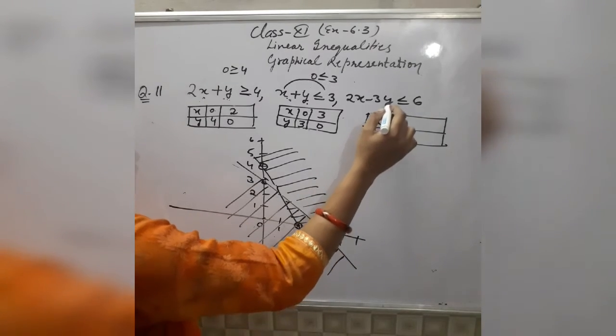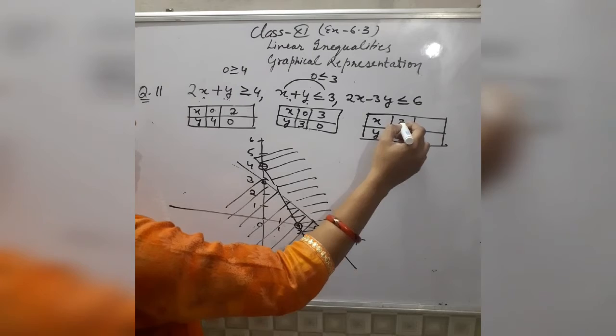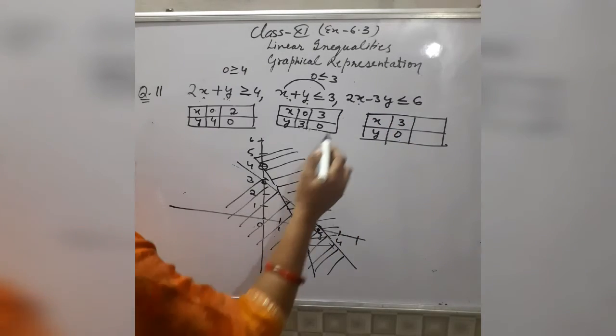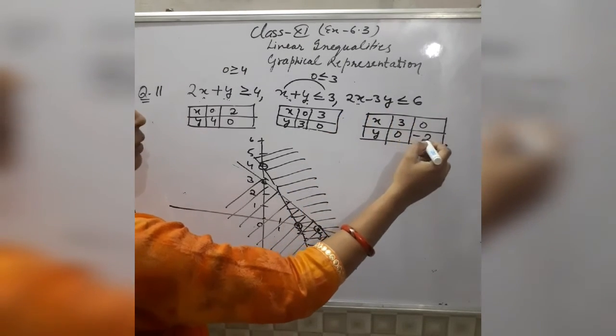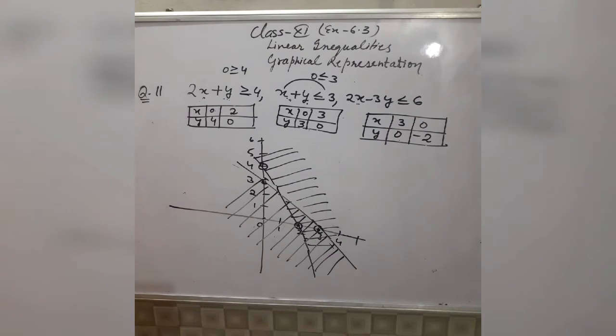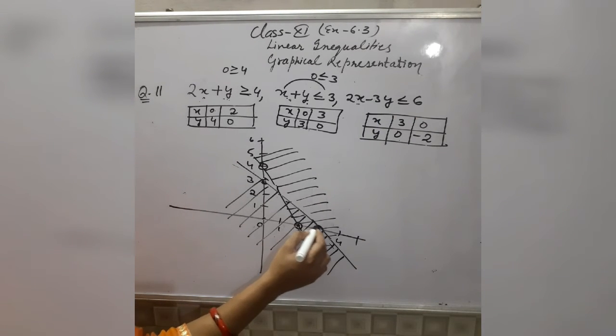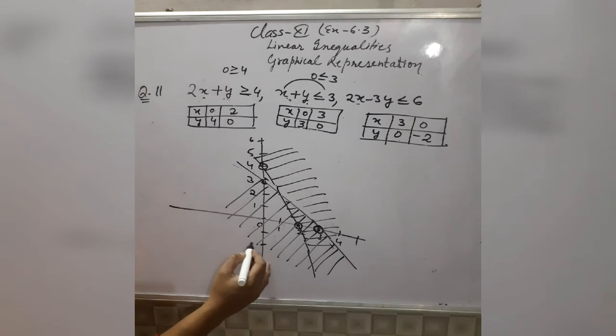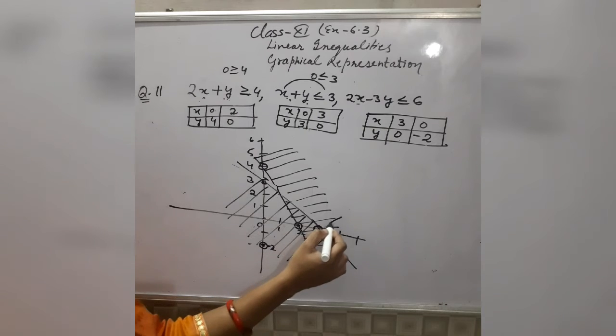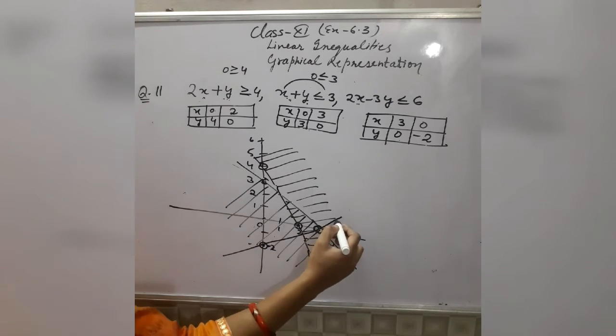Here if you are taking y equal to 0, then the value of x will be 3. And if you are taking x equal to 0, then the value of y will be minus 2. Now the first point is x 3 and y 0, which means this point. Second is x 0 and y minus 2. Y is negative in the downward direction, so this point. And when you join these 2 points, this is the line.